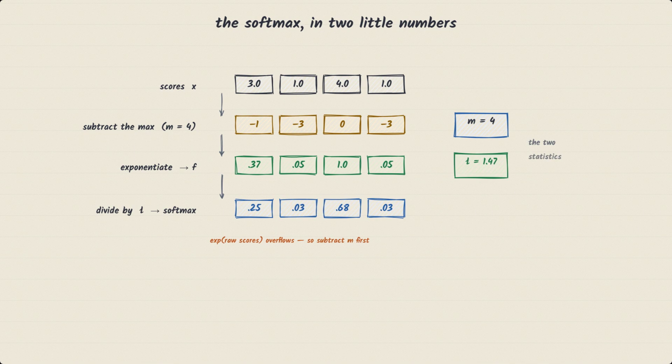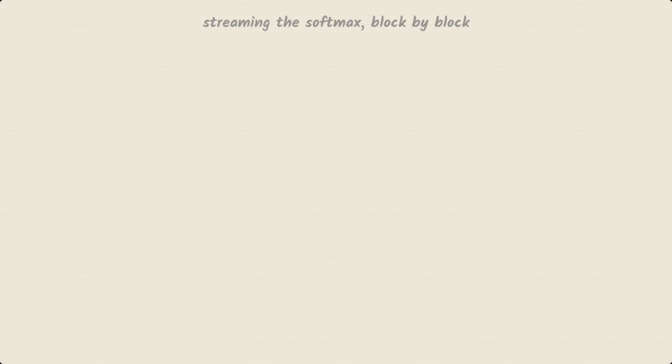It cancels in the ratio, but it keeps every exponential between 0 and 1. Now notice what actually carries the information. A whole row's softmax is summarized by just two running numbers, the max m and the sum l. Track those two as data streams in, and you have everything. Here's the key idea, and it's genuinely elegant. You don't need the row all at once. You can process it in chunks and keep the two statistics running.